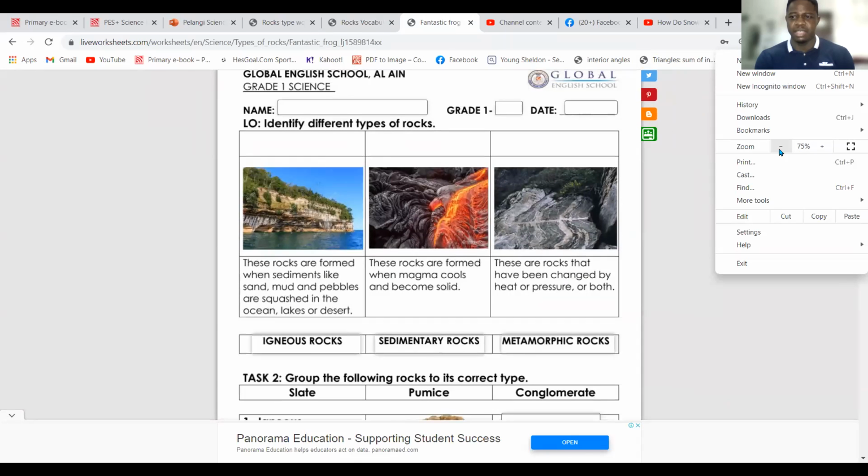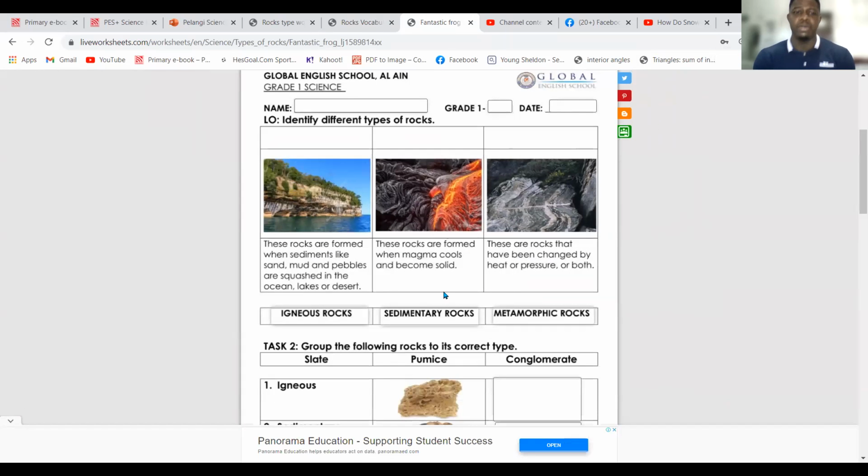Let's take it a little bit smaller here. Okay, so this is what you do here. Look at this. What kind of rock is this? Is this igneous rock? Who can tell me? Picture 1 to 3. Which is igneous rock here? 2. So you take the igneous rock and you place it on 2 there. That's how to do it.